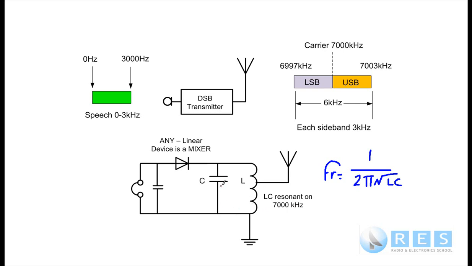When we do that, this tuned circuit, this parallel tuned circuit, acts like a bandpass filter, and only signals on 7,000 kilohertz can go through the antenna and pass through to the rest of the receiver. It only passes 7,000 kilohertz.